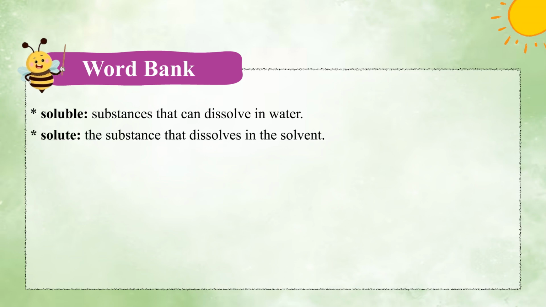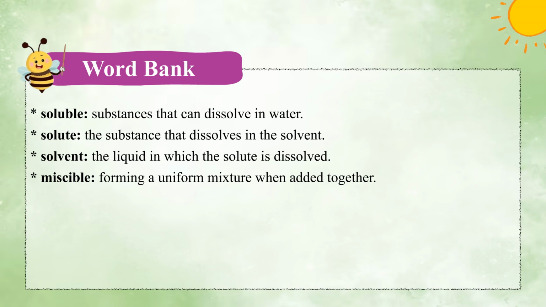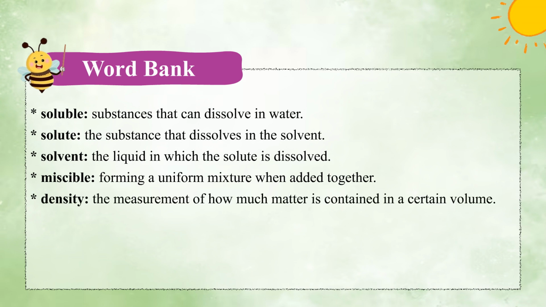Word bank. Soluble, substances that can dissolve in water. Solute, the substance that dissolves in the solvent. Solvent, the liquid in which the solute is dissolved. Miscible, forming a uniform mixture when added together. Density, the measurement of how much matter is contained in a certain volume.